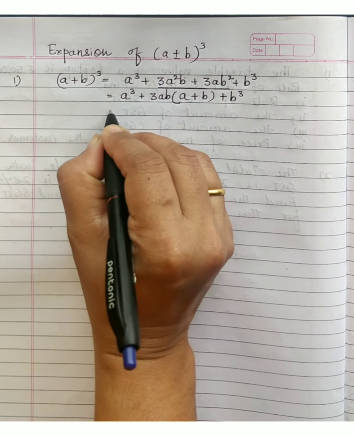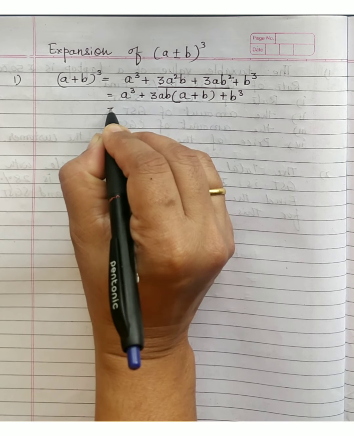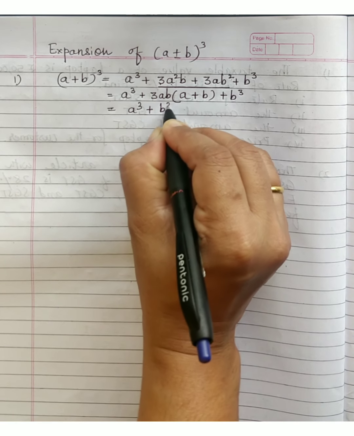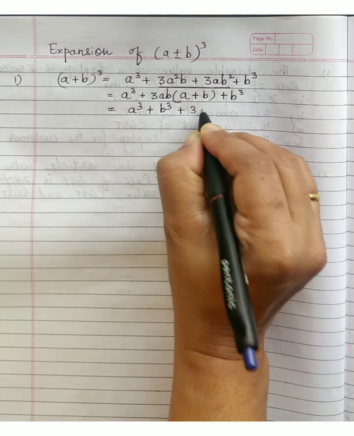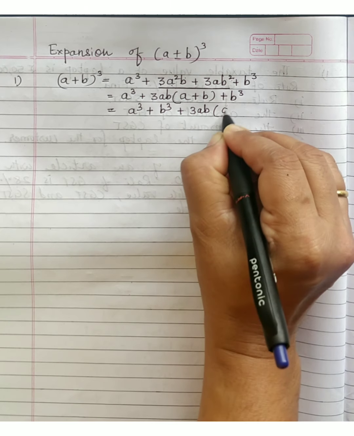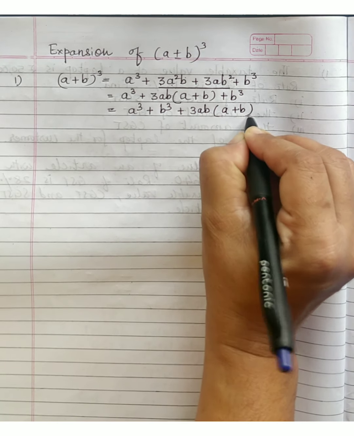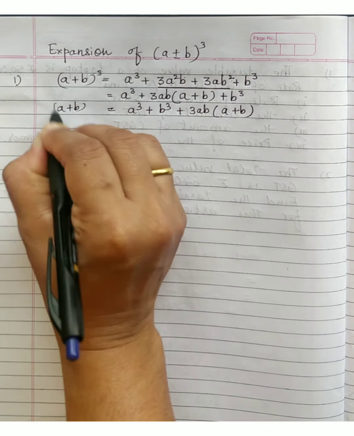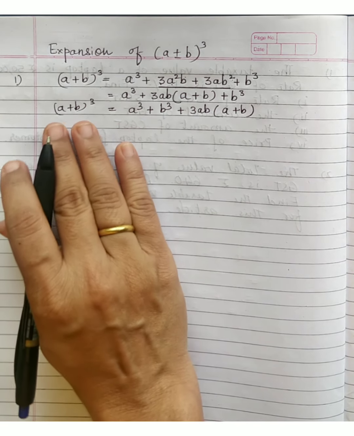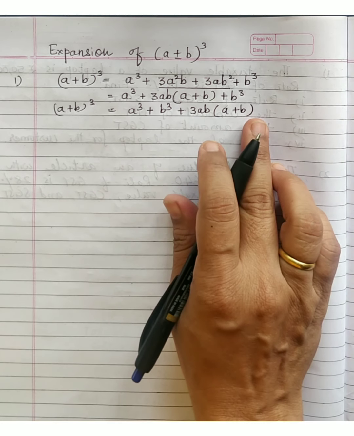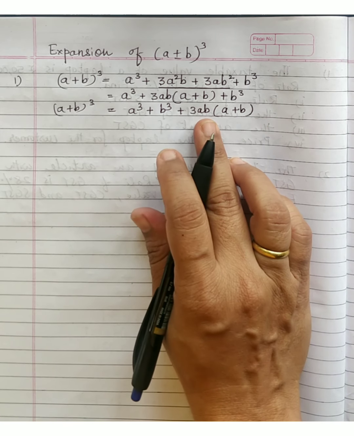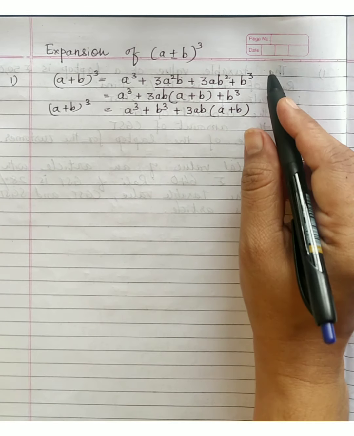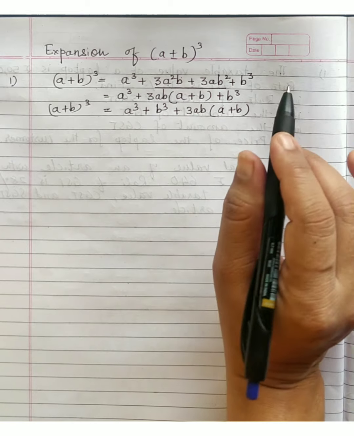This is how we get it. Then you can also remember it as a cube plus b cube plus 3ab bracket (a plus b). So finally you get the formula. If (a plus b) and one of these is given, you can find the value of only ab or a cube plus b cube. So it depends on what the question is asking; accordingly we shall be using the formula.